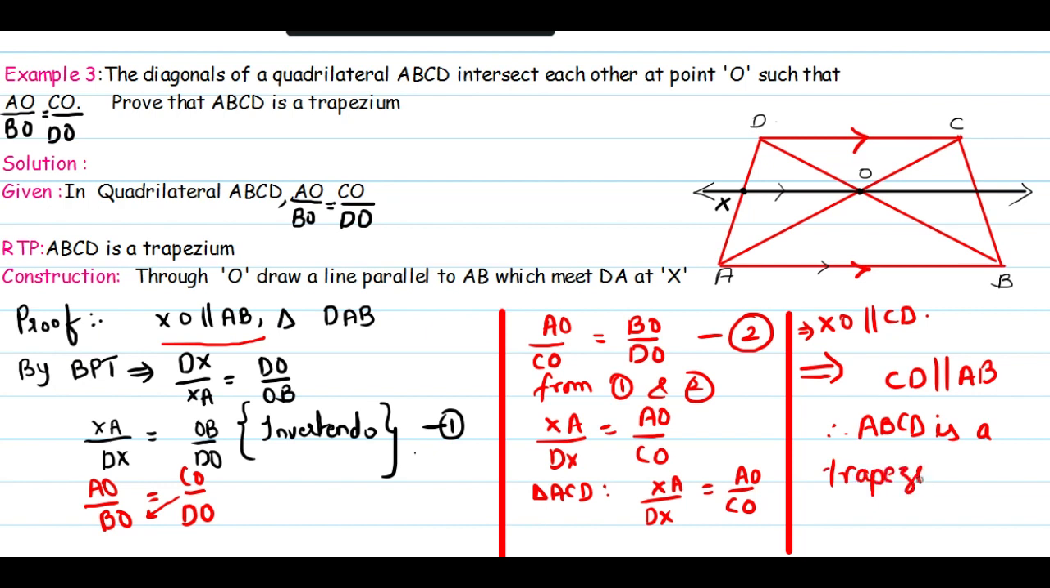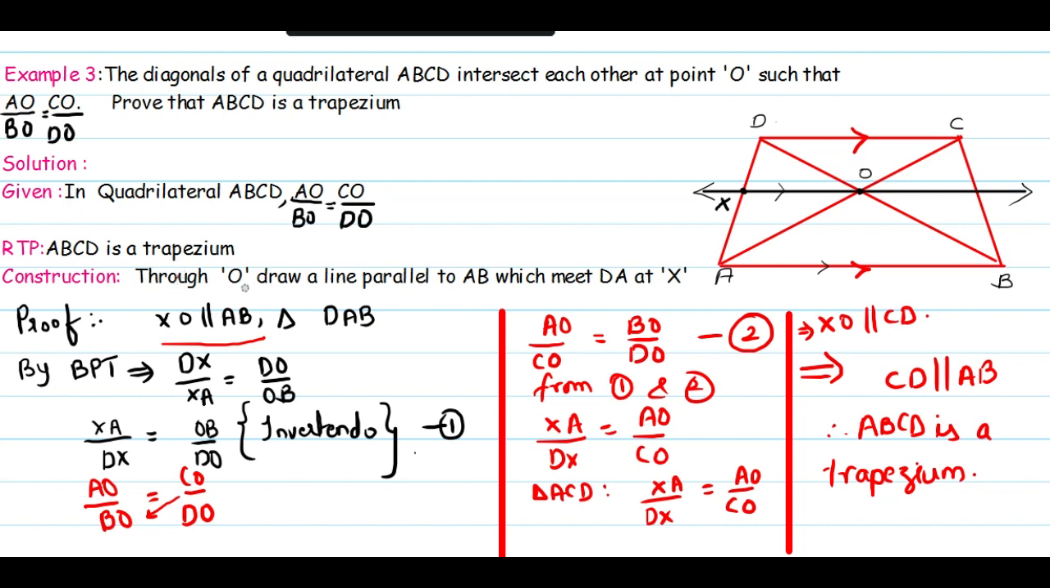ABCD is a trapezium. Let us recapitulate it quickly. What is given? A quadrilateral is given and the condition is given that AO by BO is equal to CO by DO. As you can see from the picture, AO by OB is equal to CO by DO. Now, we have to prove that it is a trapezium. A trapezium is a quadrilateral which has one pair of sides parallel.